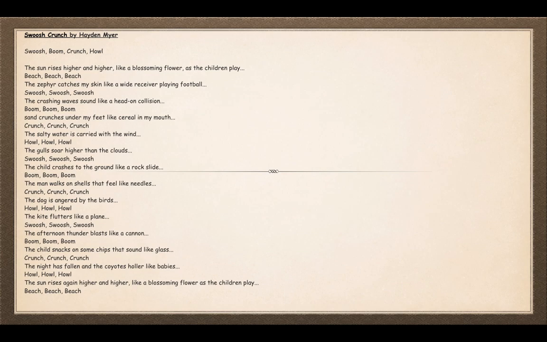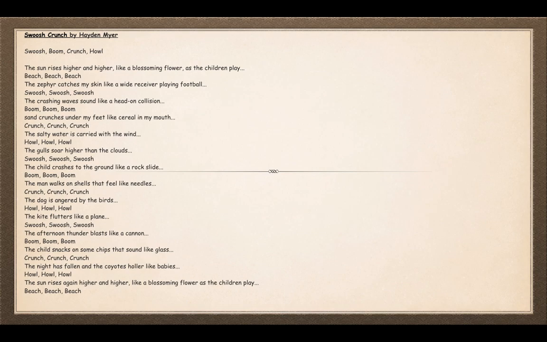Crunch, crunch, crunch. The salty water is carried with the wind. Howl, howl, howl. The gulls soar higher than the clouds. Swoosh, swoosh, swoosh. The child crashes to the ground like a rock slide. Boom, boom, boom. The man walks on shells that feel like needles. Crunch, crunch, crunch. The dog is angered by the birds.